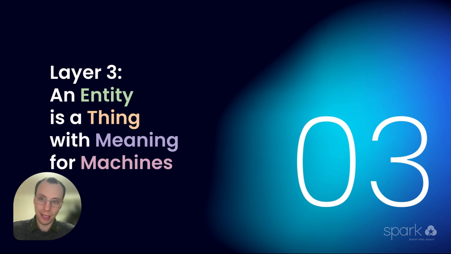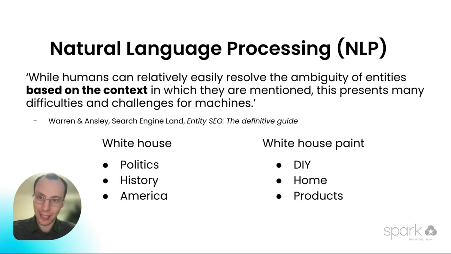An entity is a thing with meaning for machines. The reason entities exist at all is because it's so hard to make a machine understand how people think, write, and speak. Now, you may have heard of natural language processing, thanks to the blow up of AI. NLP itself is the computation required to understand human speech. Part of its goal is to understand context, which is quite hard.